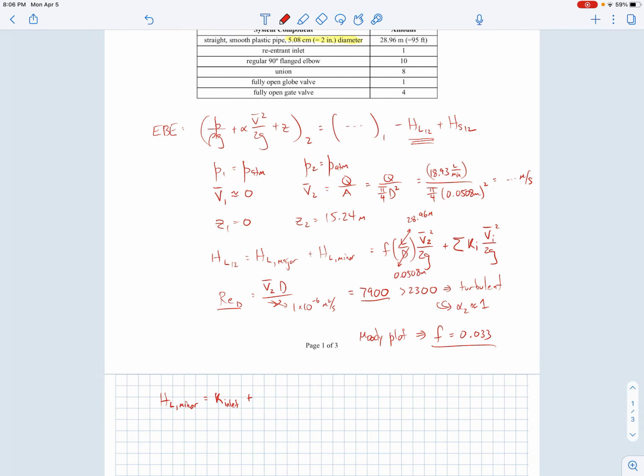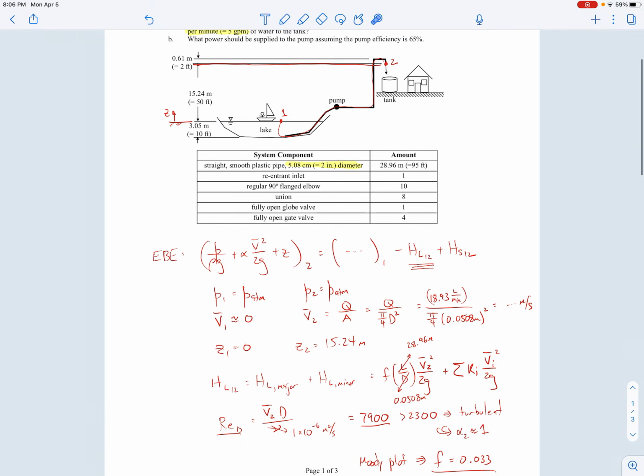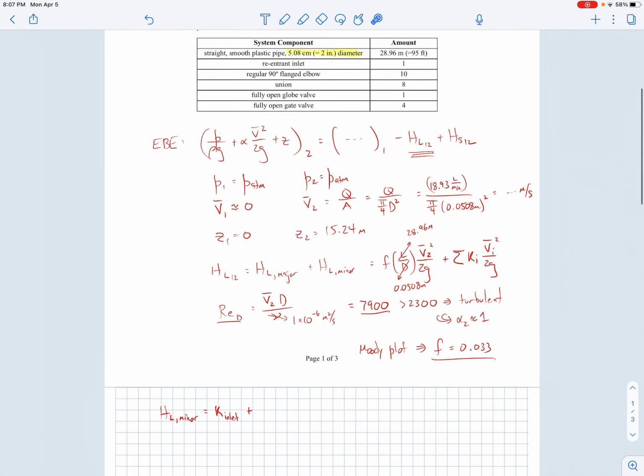Oh, and by the way, before I continue that, the velocity heads where those losses occur: since in this entire pipe we have the same velocity because it's all the same diameter, it's going to be the same velocity head everywhere. And that velocity head will be based on V2 because that's the velocity inside the pipe everywhere.